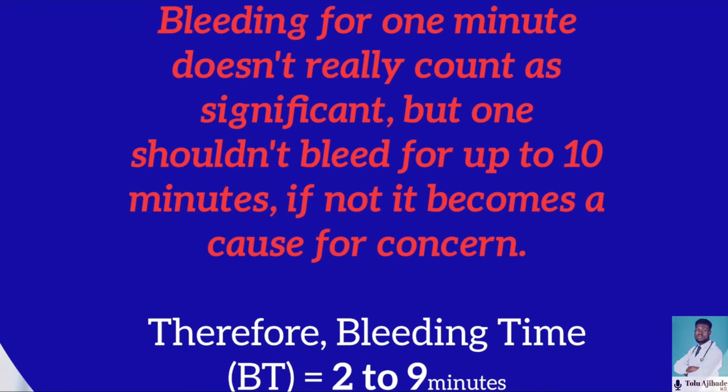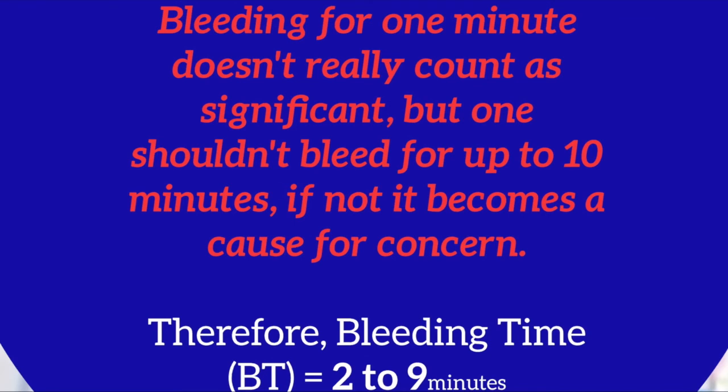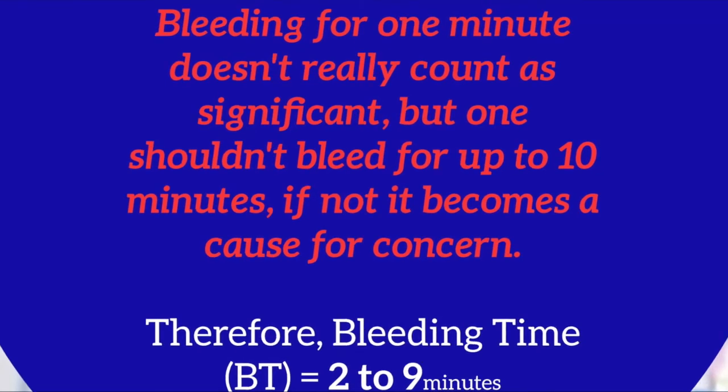But now, when it becomes more than 9 minutes, then it becomes something. No one should bleed up to 10 minutes. If not, it becomes a cause for concern. So if 1 minute doesn't count, we are left with 2 to 9, because 10 minutes is a problem, yeah? So 2 to 9 minutes, that's how I remember it, okay? Don't take this verbatim and say this is the explanation for bleeding time. No. What I just did is a way to remember it. So you have 2 to 9 minutes for normal bleeding time, okay?